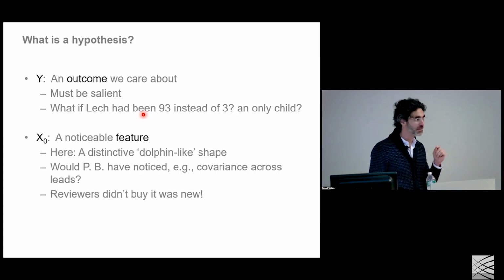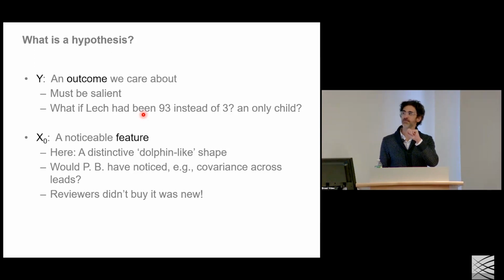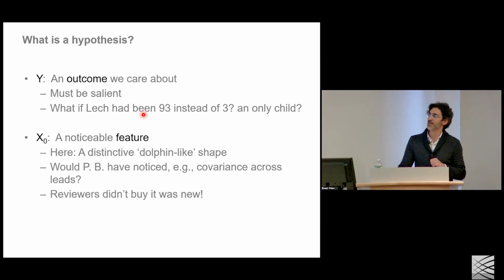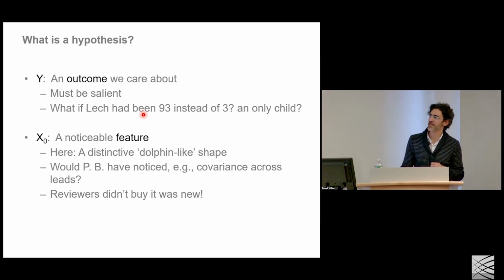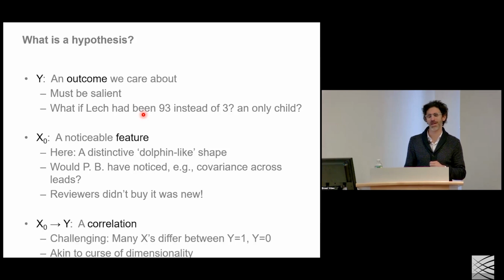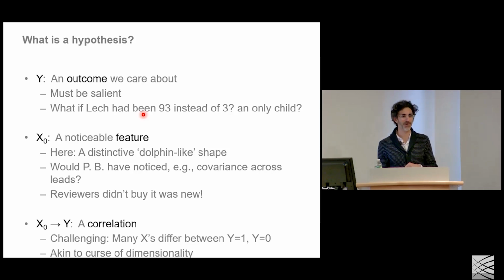Okay, what else? The other ingredient is a noticeable thing, a feature. And here it was the dolphin-like ECG shape. But what if that feature had not been something that stood out from the background rate? What if it had been a large negative covariance across two ECG leads? Would any human have noticed that? Not a chance. There are all sorts of things that are very measurable and very much there that are just not going to stand out to a human. So that ECG could have been read as totally normal and we never would have found Brugada syndrome. And the reviewers didn't buy it either. Even when it's obvious, people are always going to say, oh no, this is just a special case of this other thing that we already know about.